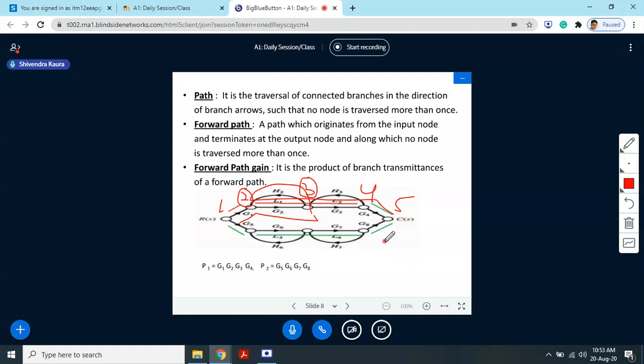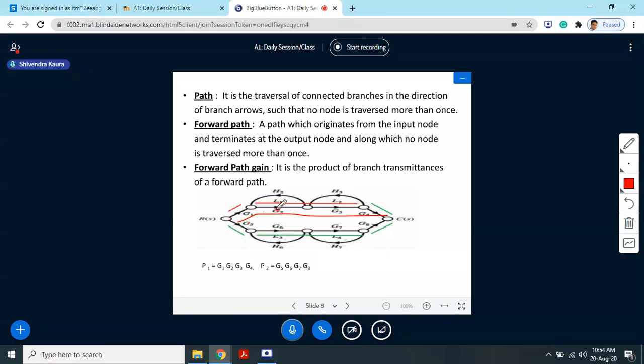So if you are calculating a forward path, then there will not be any repetitive node. There will not be any repeating node. You can only go from one node to another node to another node. No node should be repeated. So the forward path is a path which originates from the input and terminates at the output, and it does not have any repetitive node. And the path gain of the forward path will be the multiplication of the transmittances of the forward path.